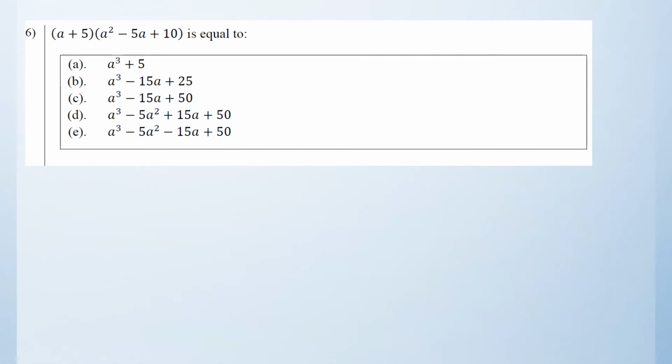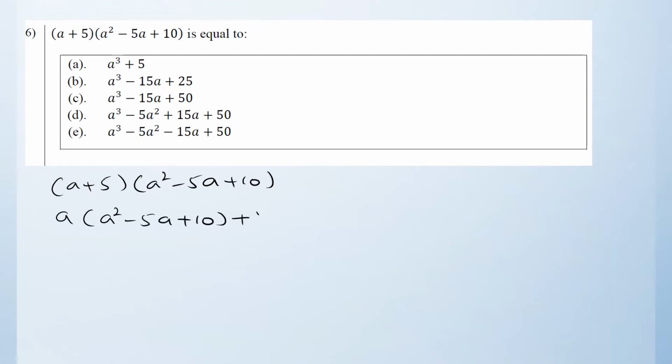Question number 6. We have to simplify the given algebraic expression. So we have this. We have to multiply by a, the second bracket, and by plus 5 again.